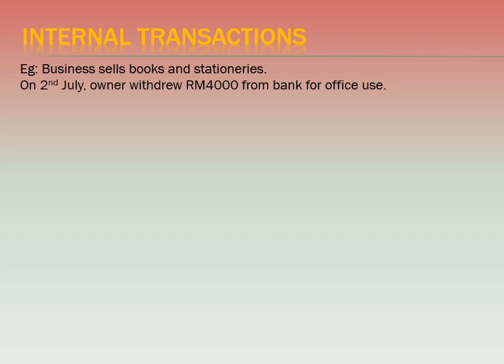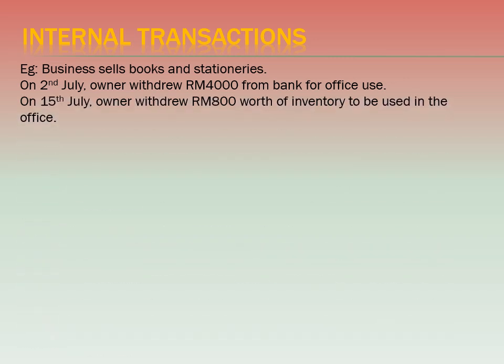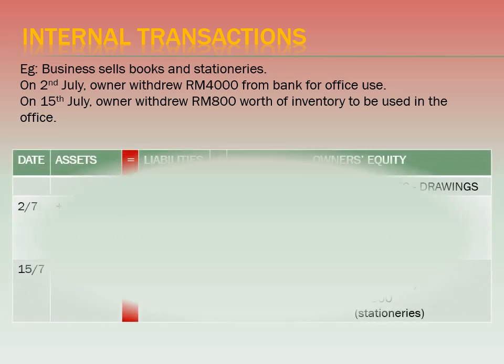Next is transactions that involve internal use. Okay, example here. Let's say the business sells books and stationeries. So on 2nd of July, the owner withdrew 4,000 ringgit from the bank for office use. Not for personal use, but for office use. So it's a business transaction, not personal. Or let's say another example is on 15th of July, the owner withdrew 800 ringgit worth of inventory to be used in the office. Not for personal use, but for business use. So these are called internal transactions.